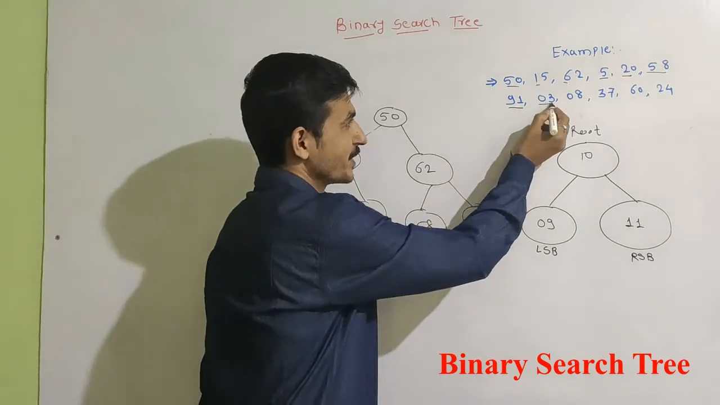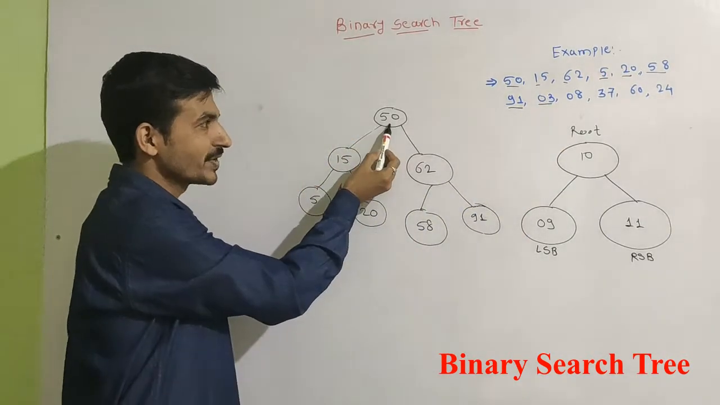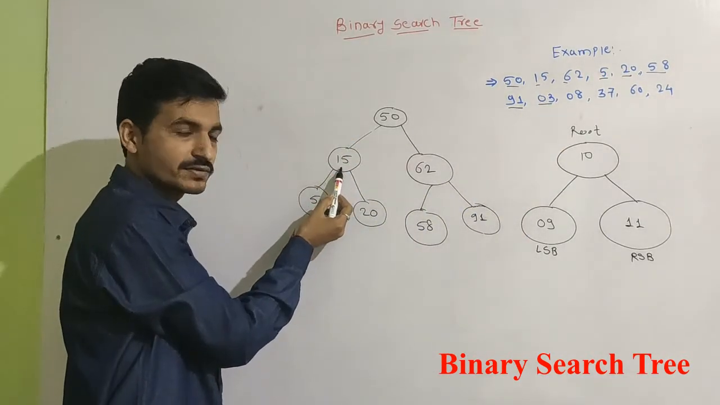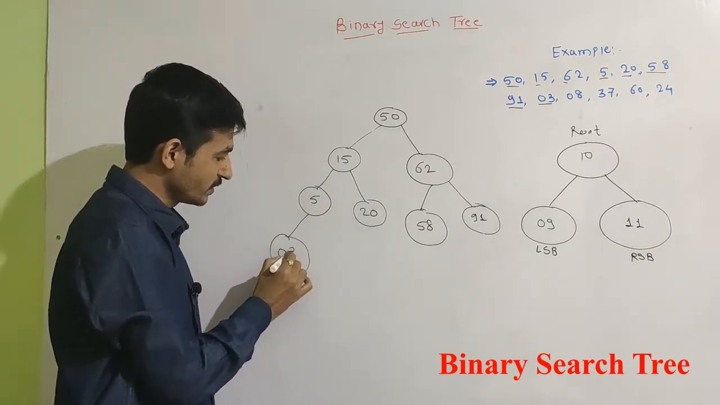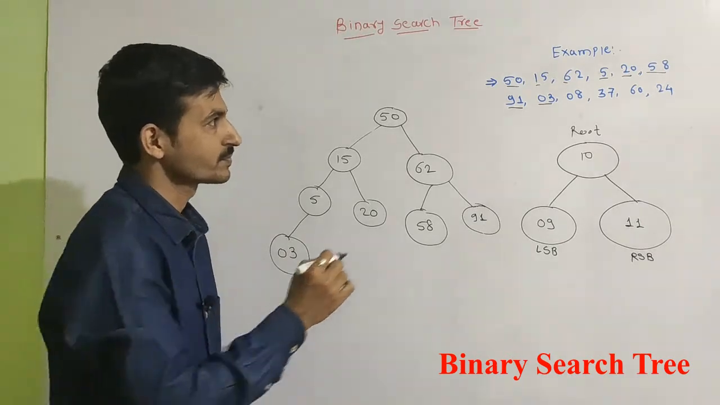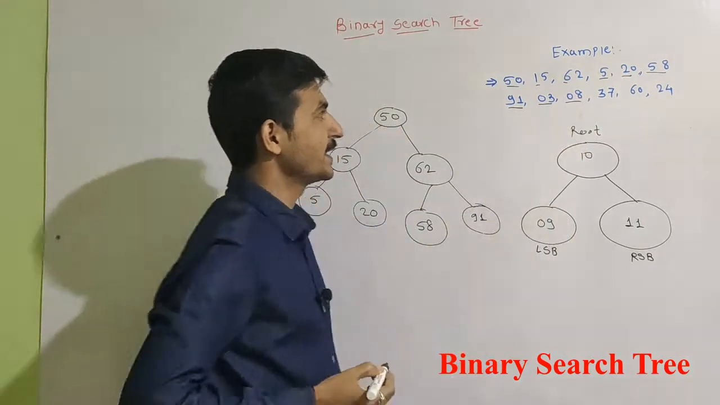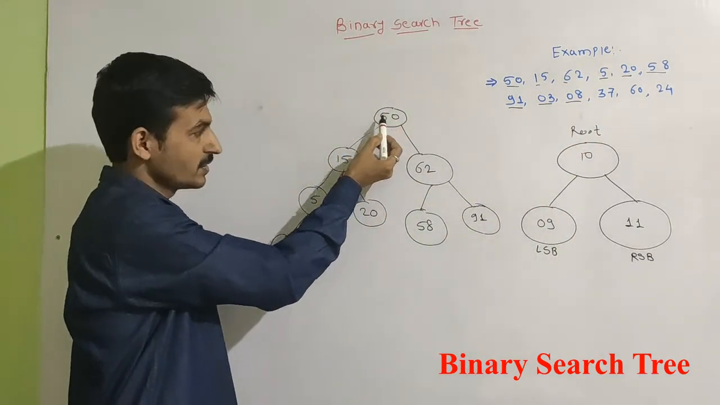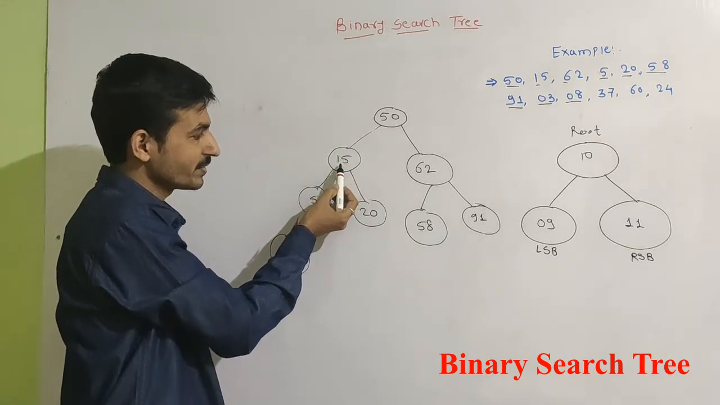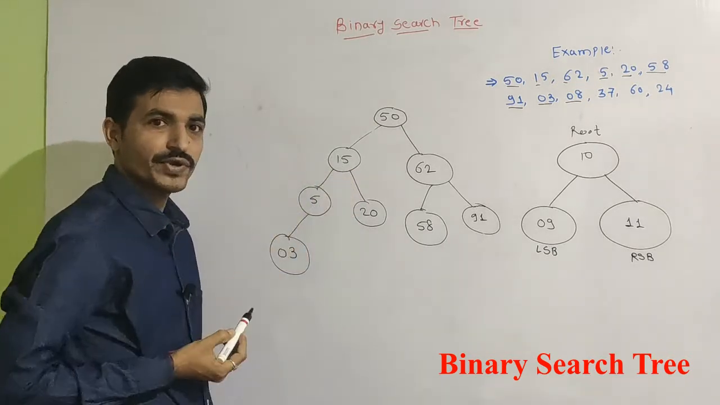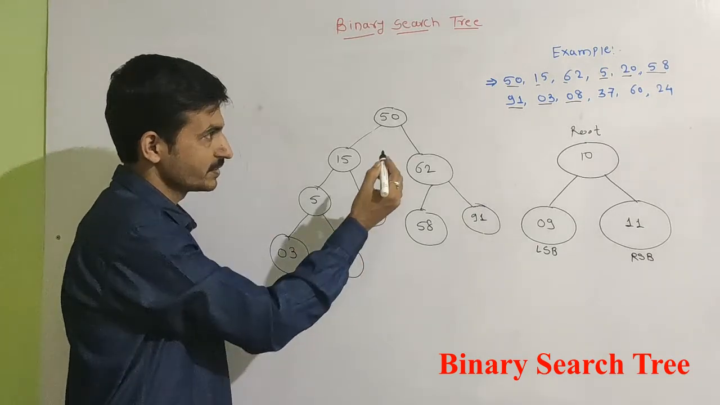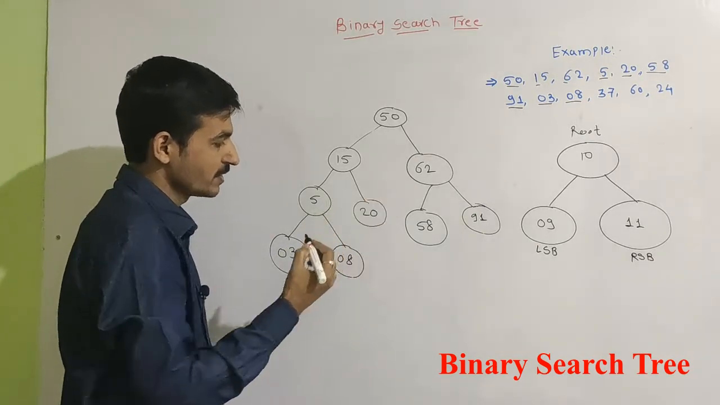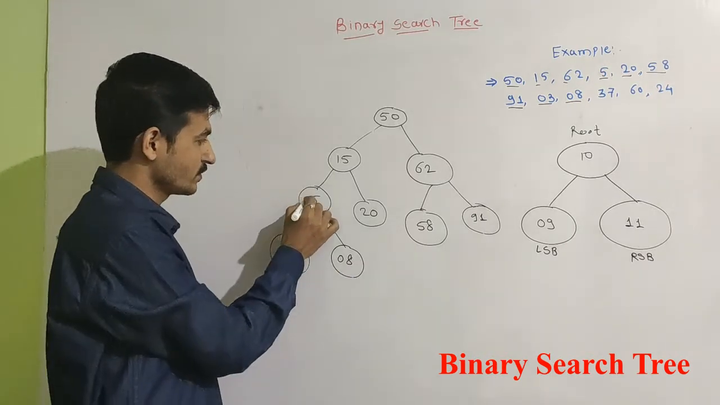Coming to the next element 3, it is less than 50, it is less than 15, it is less than 5, so it will be inserted in the left sub branch. Next element is 8. 8 is compared with the root element 50, less than 15, but it is greater than 5. Anything which is greater than the parent will be on the right side. So 8 will be inserted on the right side of 5.